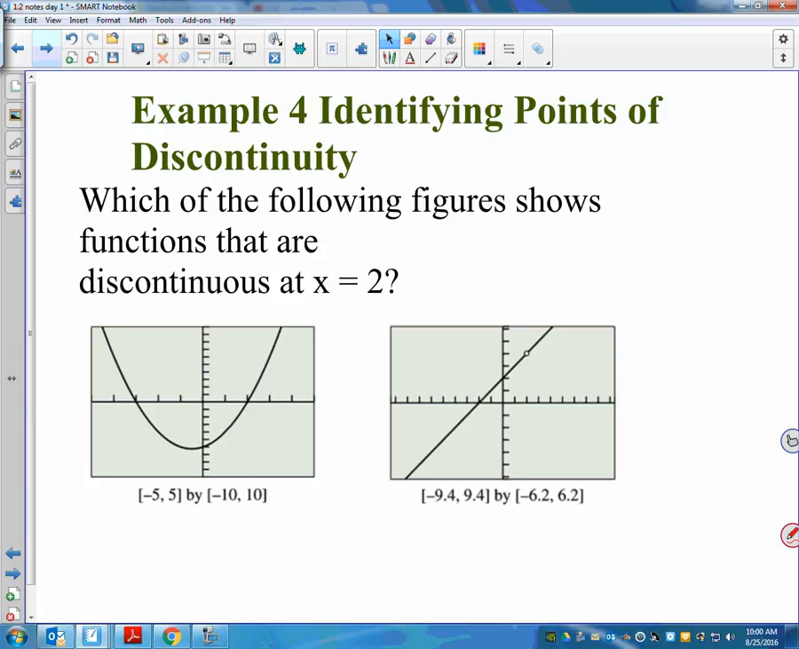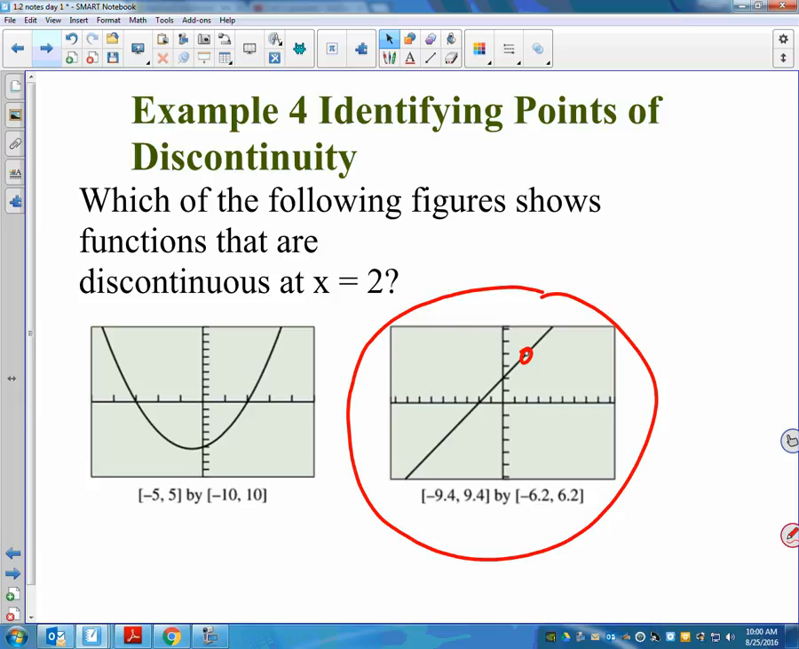So here we go. All that talk, and now this is a really easy question. Which of the following figures shows functions that are discontinuous at x equals 2? This one, you never have to lift your pencil up. But this one, right there at x equals 2, there's a hole in the graph. So this one is not continuous at x equals 2. And what kind of discontinuity would that be? Removable. And I always want to put an E in removable, but apparently it's not.